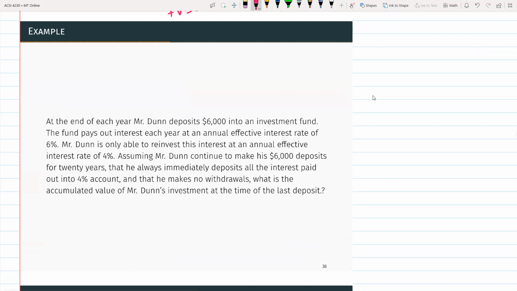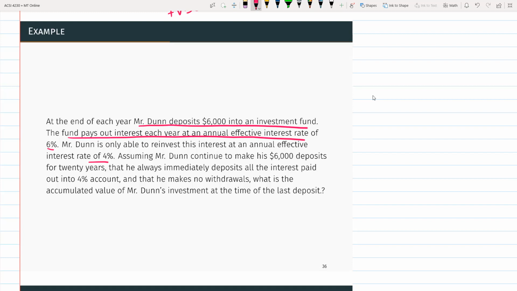In this problem, at the end of each year, Mr. Dunn deposits $6,000 into an investment fund. The fund pays out interest each year at an annual effective rate of 6%. Mr. Dunn is only able to reinvest his interest at an annual effective interest rate of 4%. Okay, so let's see how you do this kind of problem.